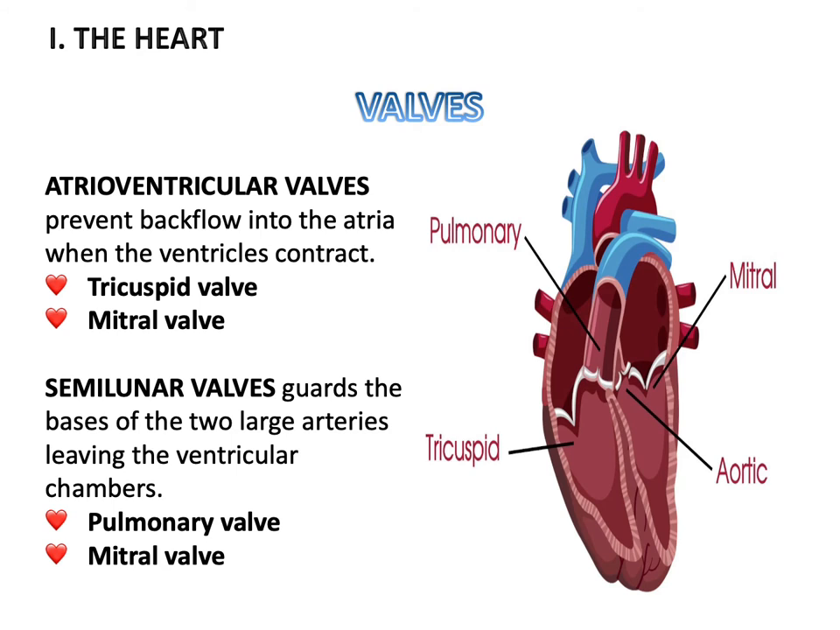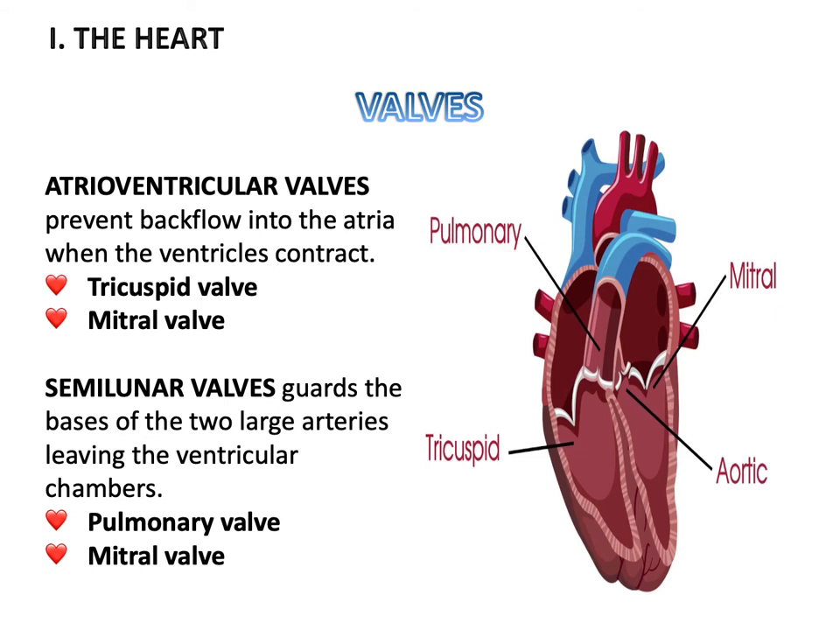Which means kapag may bumababang dugo from the right atrium to ventricle, bukas ang tricuspid. Pag may bumababang dugo from the left atrium to the left ventricle, bukas din ang mitral. But when the left and the right atrium start to pump, parehong magsasara yung tricuspid and mitral valve because it will prevent the backflow of blood back to the atria.